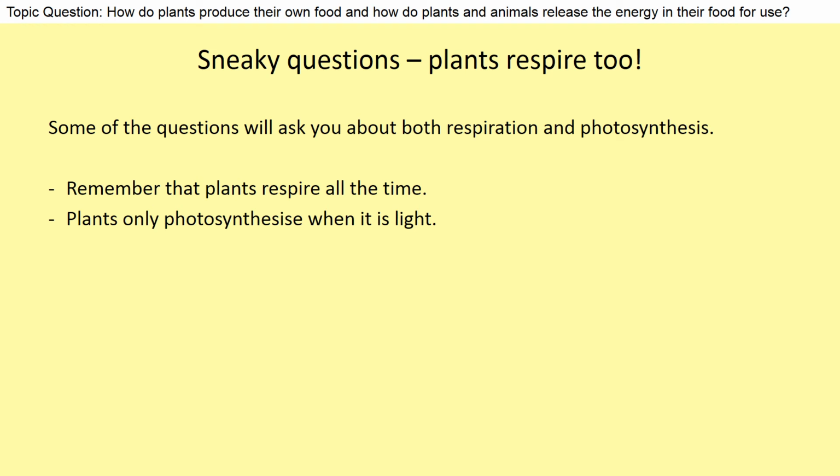Now, there are also some sneaky questions that can be asked about respiration and photosynthesis. You need to remember that plants respire as well as photosynthesize. So sometimes you'll see questions that ask you about both of those. So the key thing to remember, plants respire all the time, whether it's light or dark, but they only photosynthesize when it's light.